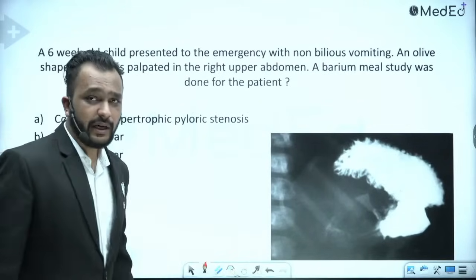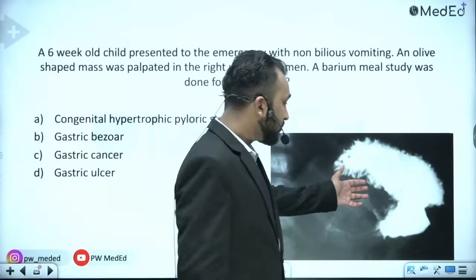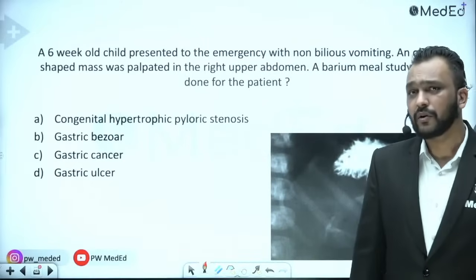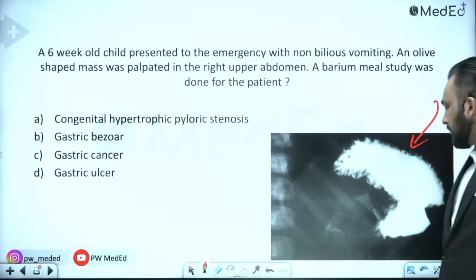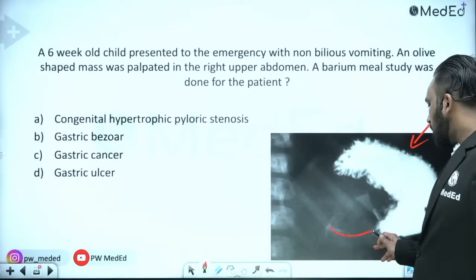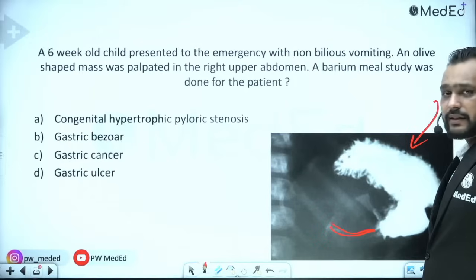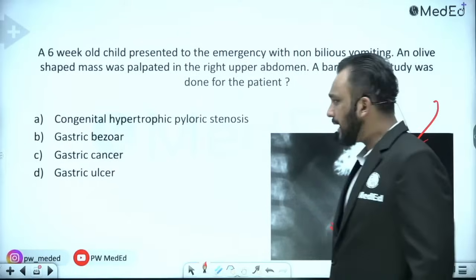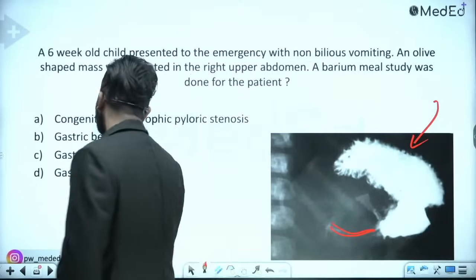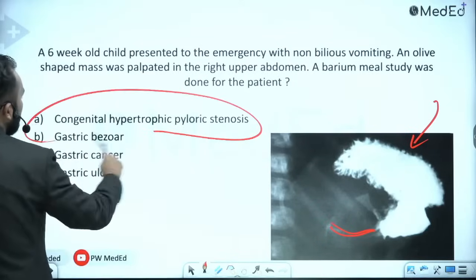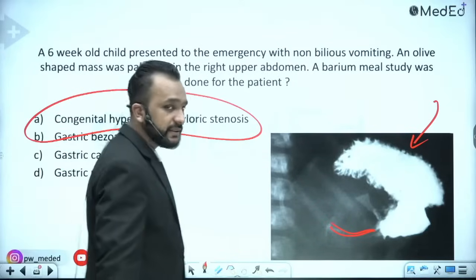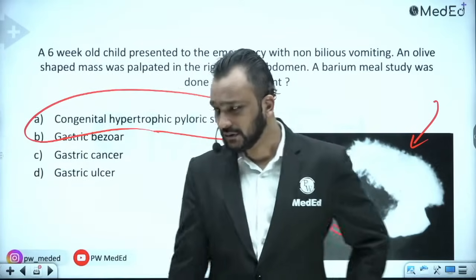You can do an ultrasound or you can do a barium swallow. Ultrasound is the first modality that is done, but a barium meal image is shown to you here. In the barium meal image, we can see that there is narrowing of the pylorus, and this narrowing of the pylorus is seen in congenital hypertrophic pyloric stenosis.